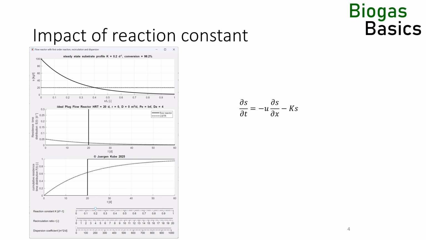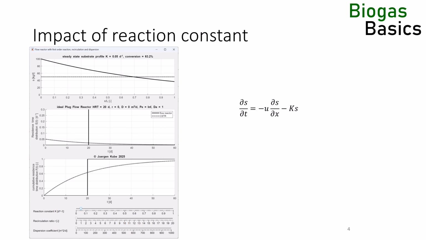Now let's see what happens when we vary the reaction constant. First, we increase the reaction constant from k equals 0.2 days to the power of minus 1. We see that the substrate gradient becomes steeper as the substrate degrades quicker. In the CSTR, the substrate concentration everywhere in the reactor decreases with higher reaction constants. Similarly, when we lower the reaction constant, the gradient in the plug flow reactor flattens, and the concentration in the CSTR becomes higher. If we set the reaction constant to 0, no reaction takes place and the substrate concentration everywhere in the reactor is 100%.